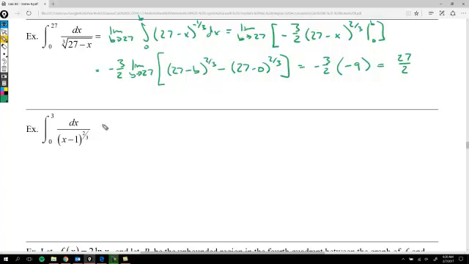All right, let's try another one. Here, I actually have a problem spot at 1. If I plug 1 into this function, I end up dividing by 0. I have an asymptote there. So what I have to do is actually split my integral at 1.